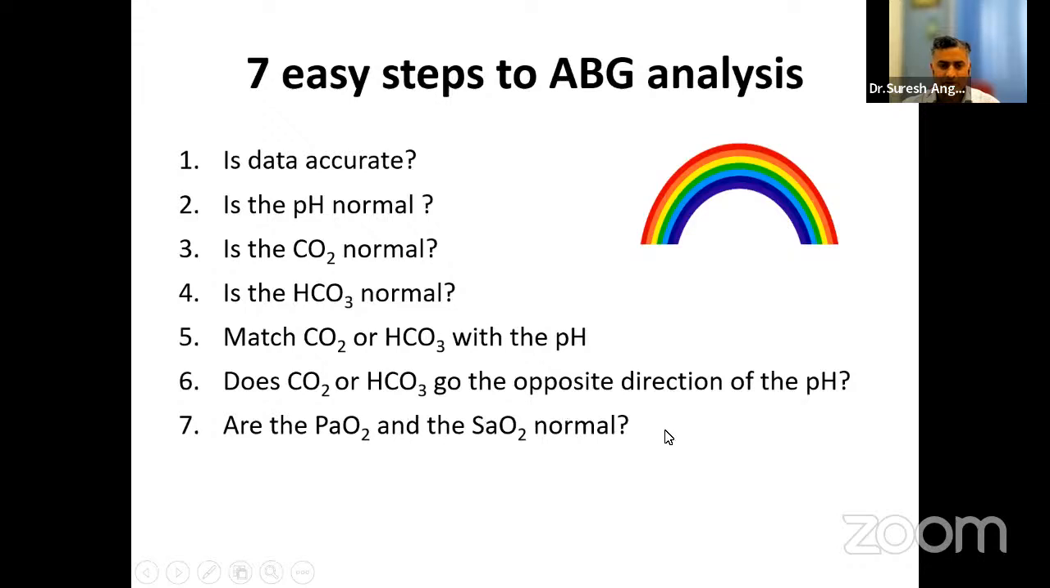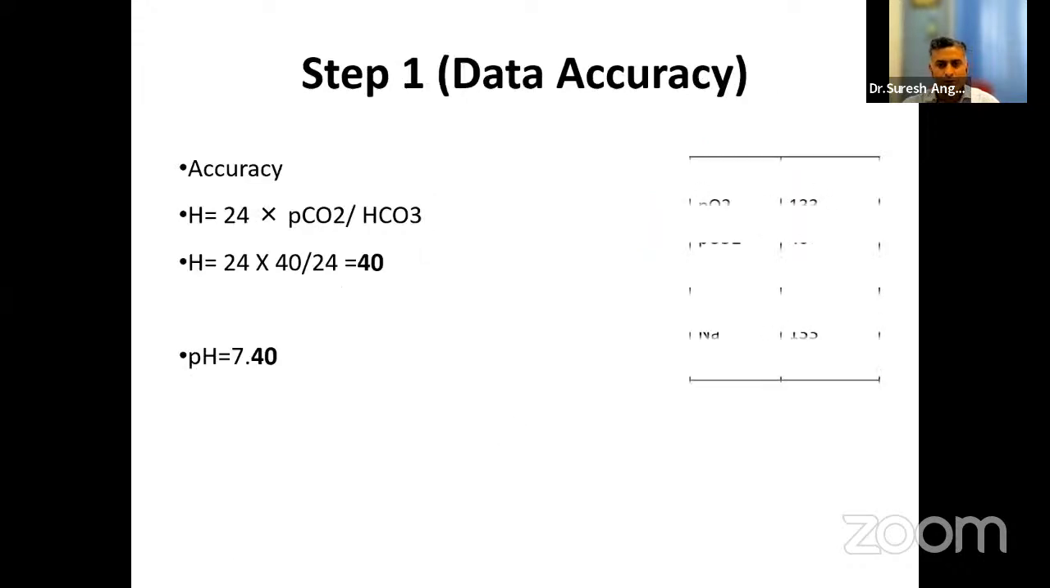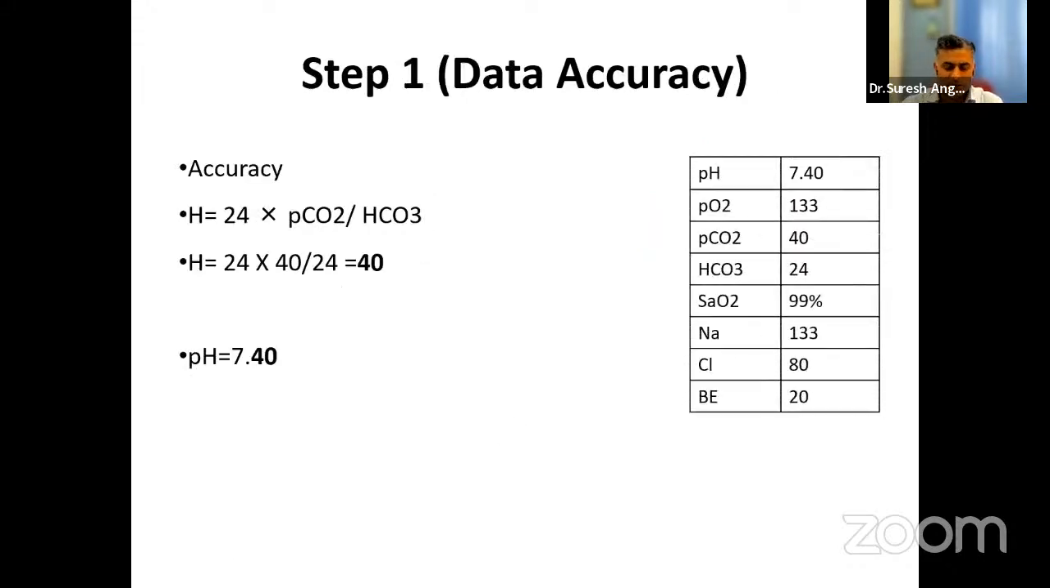And the next step is to see whether PO2 and SaO2, the partial pressure of oxygen in arterial blood or saturation of oxygen in arterial blood, is normal or not. So coming to data accuracy, most of the time the machines these days are very accurate. So it is not usually a problem that the data is inaccurate, because these are very sensitive machines. Unless there are problems in the calibration, then there may be some problem, but most often data accuracy is not a very important concern these days.